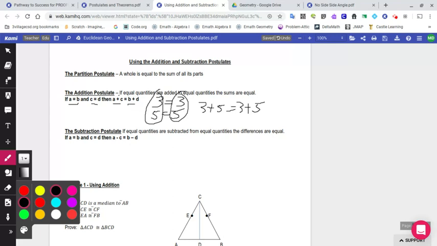There's also the subtraction postulate, which, if I subtract, again, I need two sets of equal quantities in order to apply it. Again, 3 equals 3, 5 equals 5. Doesn't 3 minus 5 also equal 3 minus 5? If I take one from each set and subtract them, the differences are the same. So that's essentially the same concept that we're going to be using when we use these in proofs.